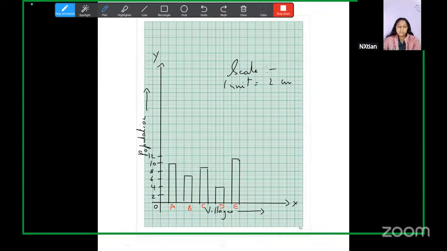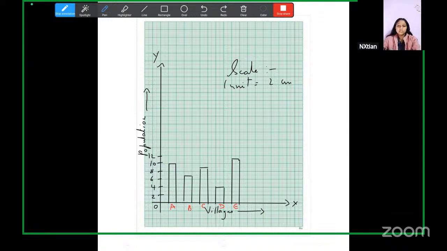Ma'am, so if I draw something like this next to the scale, something like this, is it right? Correct, Abraham. You can make it. That's not a problem. If you put it in a box, then it's okay.